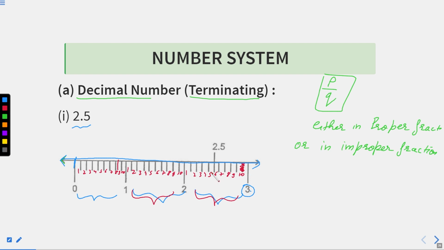Okay. Now we know we have to get to the point 2 first. So where is 2? 2 is here. So we are standing here. Now we have to move only 0.5 part, which is the fifth part of the 10 equal subparts. So the fifth part is this one. So 2.5 will be here. So it is marked there. Okay. Let's move to next.